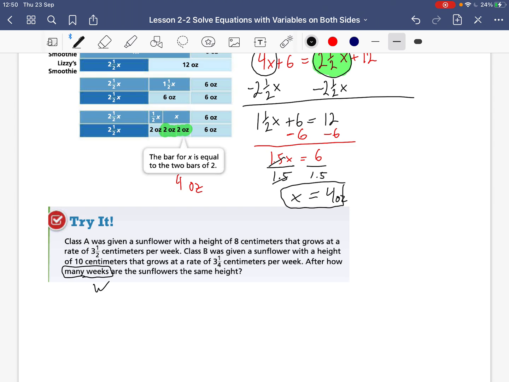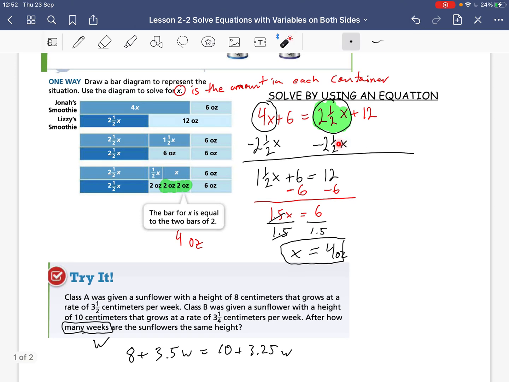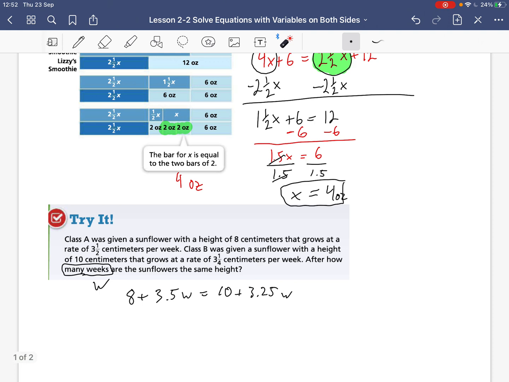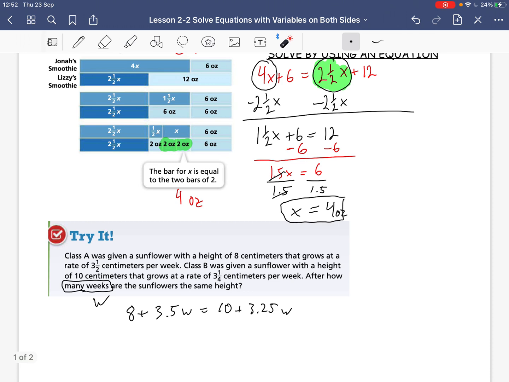So our equation would be 8 plus 3.5W equals 10 plus 3.25W. We can now solve for W. Back up here, I worked with the variable first. We could have subtracted 6 first. Typically, that would be the pattern I would follow before we try to isolate our variable. So actually, no, we'll get our variable on the side we want it first. That's the first thing we want to do. So ignore what I just said.